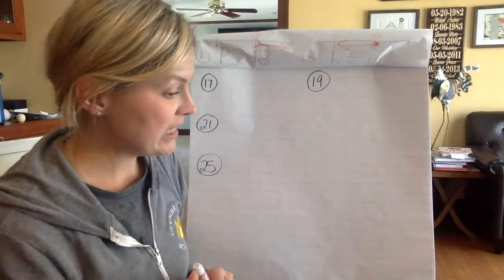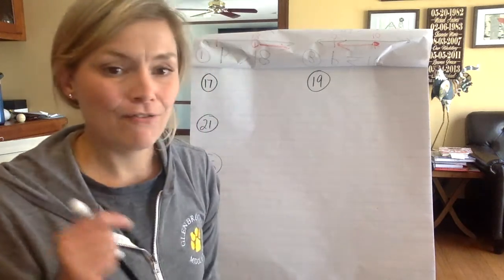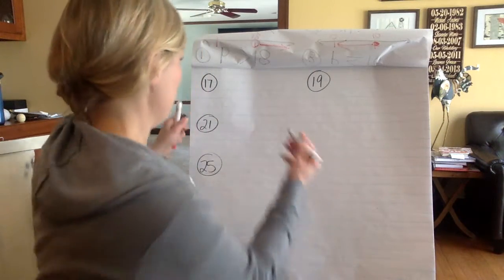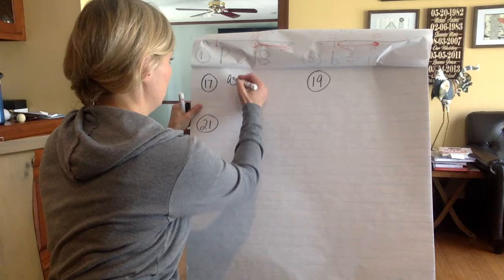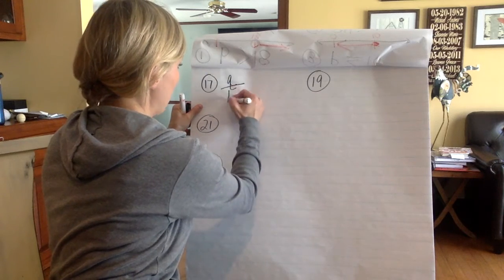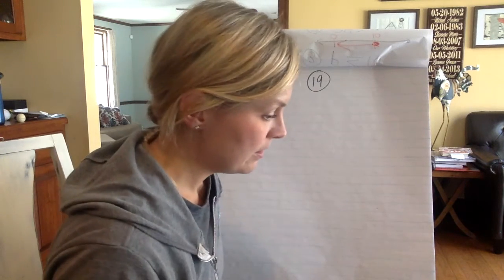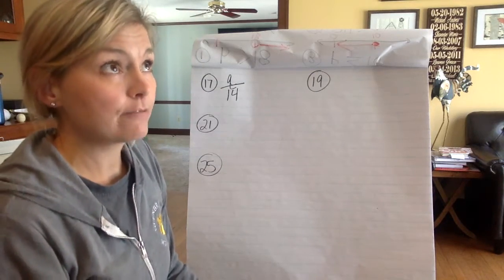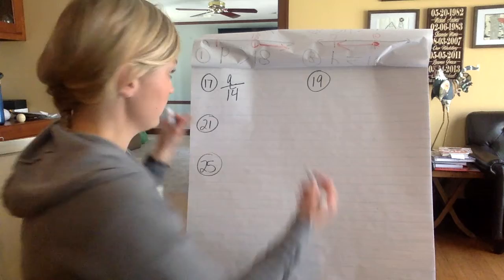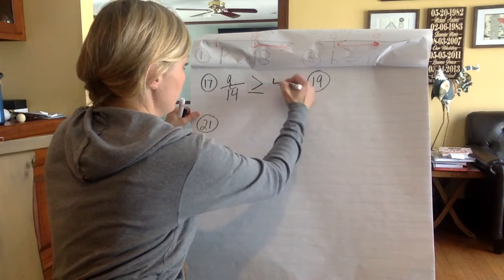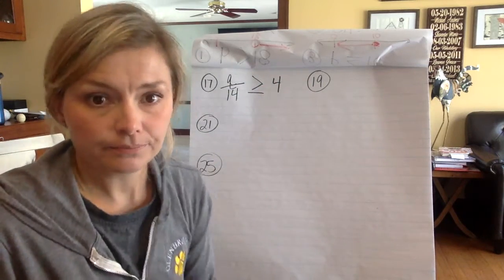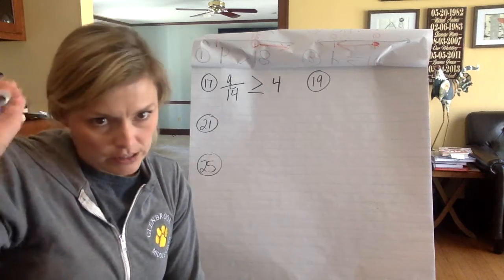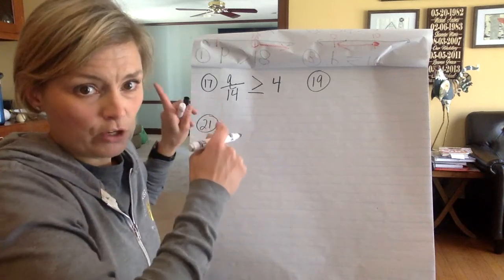So in number 17, it says a number Q divided by 14. Q divided by 14 is no less than 4. Cannot be less than 4. Could be 4, can't be less. So this is the symbol that should be there. If you use the little division symbol, that's fine. The Q would just be first.